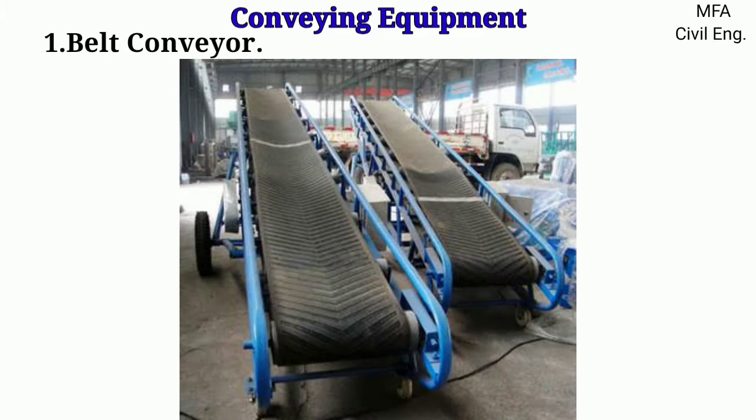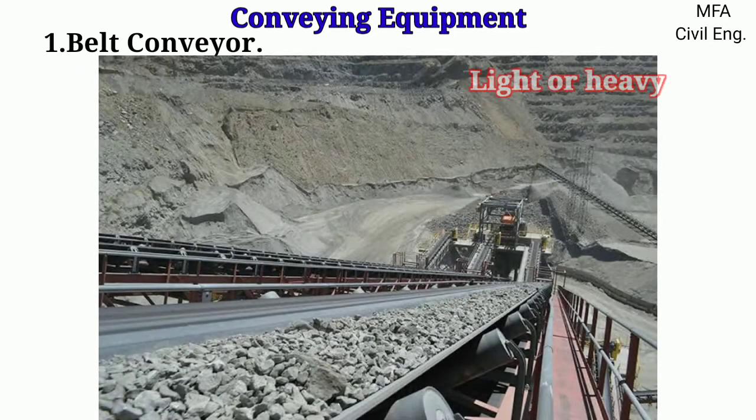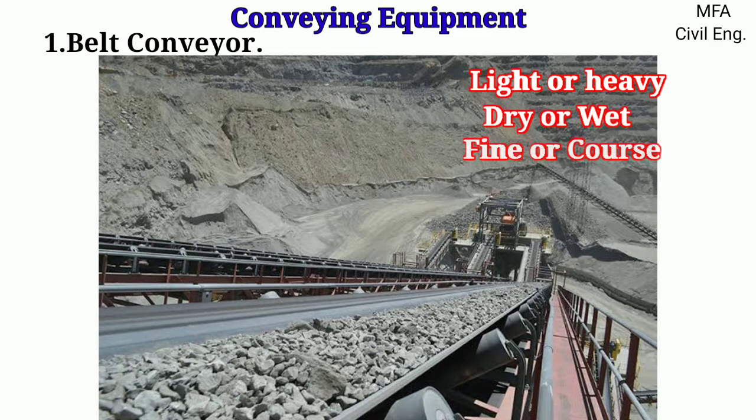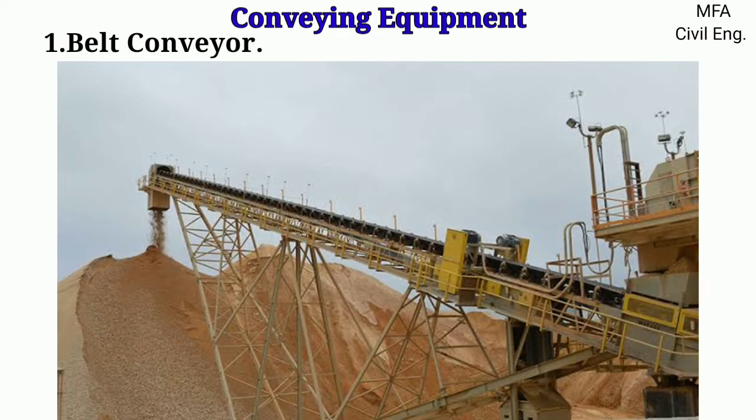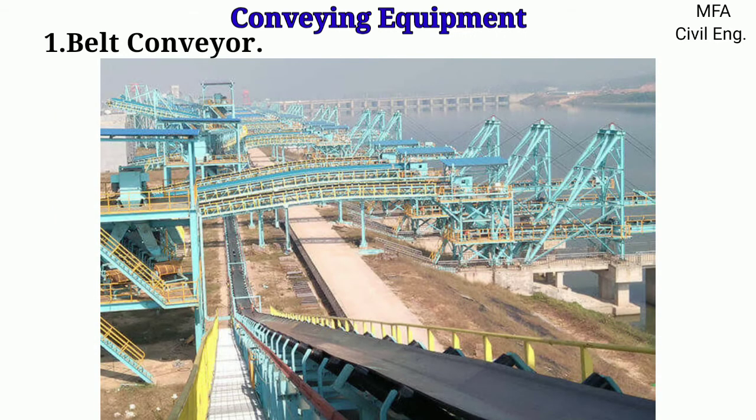Generally, rubber is the most commonly used material for a conveyor belt. Belt conveyor has various advantages: it can handle light as well as heavy, dry or wet, and fine or coarse material. It can be designed to convey several thousand tons of material per hour and for a distance of several kilometers.